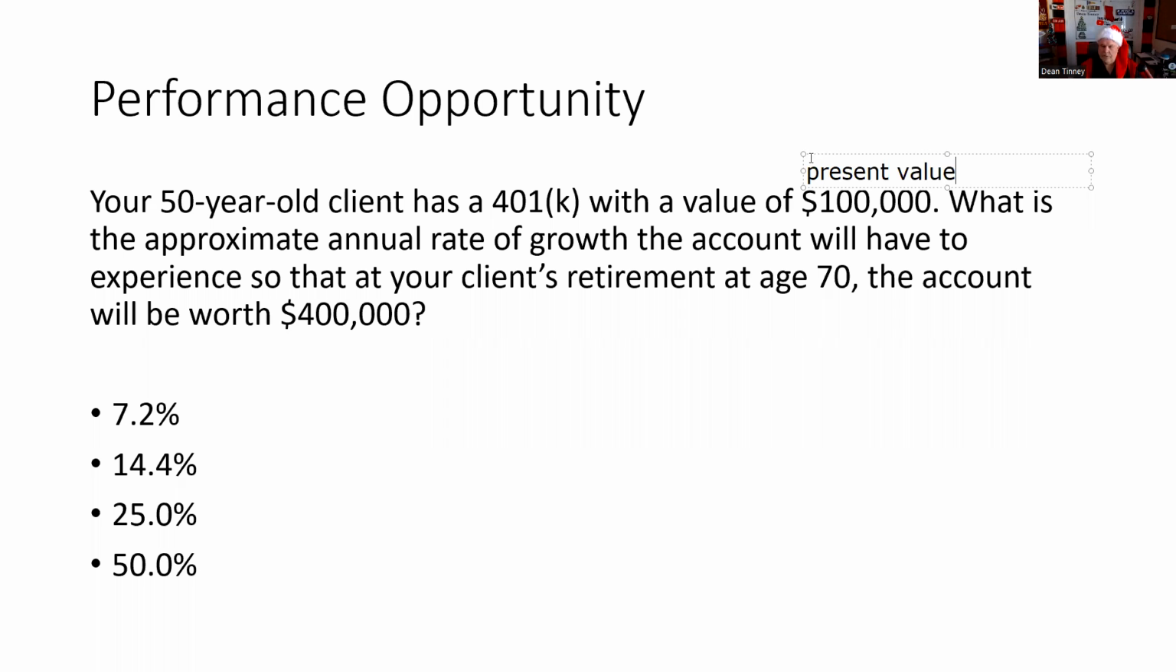As a test taker, I'm always trying to project what I think the question might be about. And here, I think it's probably going to be about future value. What is the approximate annual rate of growth the account will have to experience for your client's retirement at age 70? Now I have a time horizon of, let's see, he's 50, and that's 70. So now I have a 20-year time horizon. And then they tell me the future value I'm looking for is 400,000. So boom, let's put that there.